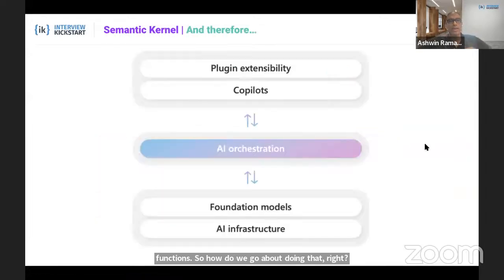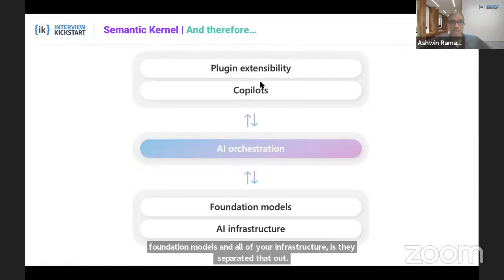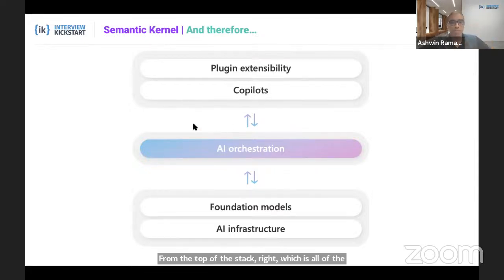So they came up with this orchestration, right? So they separated out this layer, which is the bottom layer, which is all the foundation models and all of your infrastructure. They separated that out from the top of the stack, right? Which is all of the apps, all of your copilots, all of your plugins, and built this orchestration layer in the middle, right? So what is this orchestration layer? It completely separates stuff at the bottom here, which is typically where ML engineers and AI engineers and data scientists live, from the app development stack, right? Which is on the top, which is building all the copilots, building all the plugins and all the extensibility built into that. So they explicitly separated these two things and enabled developers to live on the stack that they wish to, right?